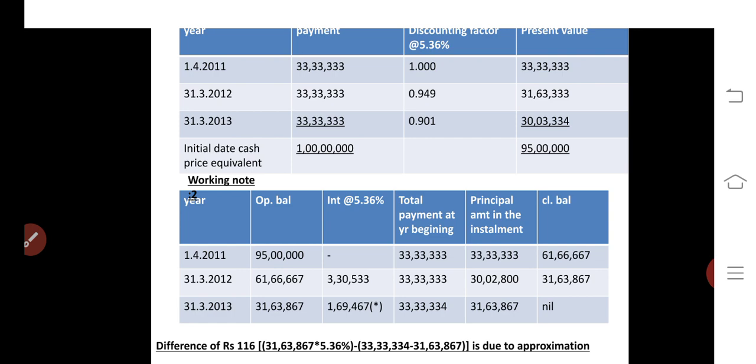See again, the third installment is on 31/3/2013. The actual installment amount is 33,33,333, but we need to find out the discounting factor. How can we find the discounting factor?